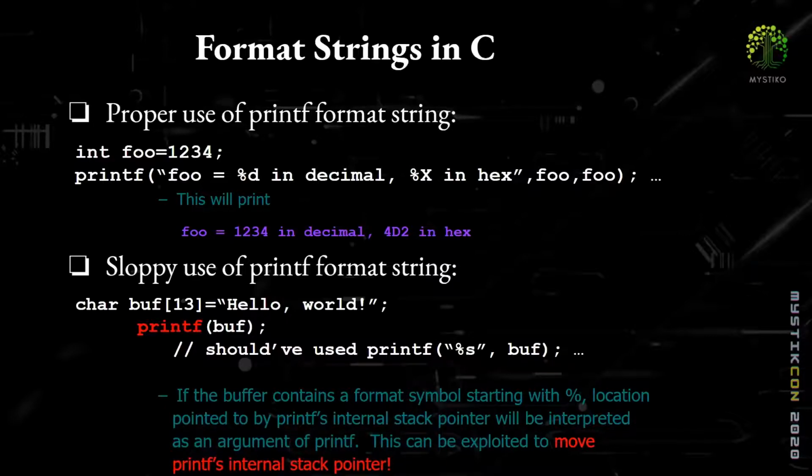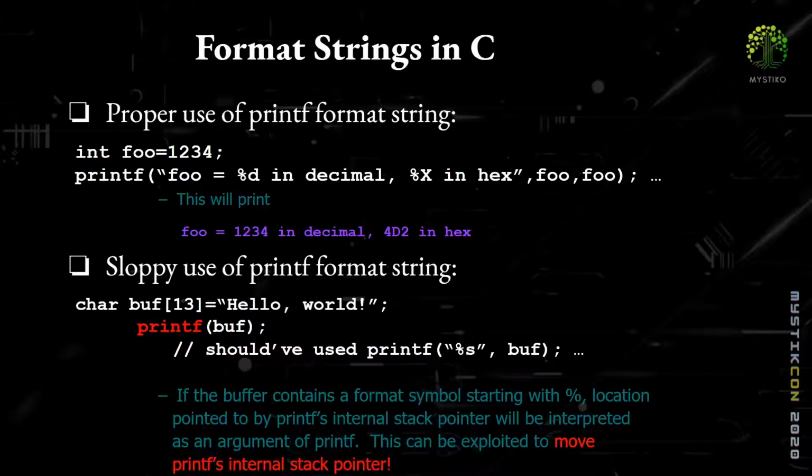Now, sloppy use of format strings. It often happens that we don't want to use a %s or %x, for example, and we directly write printf(buff). It is just printing out the string itself. So char buff[13] = "hello world" and printf(buff) is a wrong coding practice. It should have been printf("%s", buff), although both of them will give the same output. However, if this buff is attacker controlled, then it might lead to serious consequences.